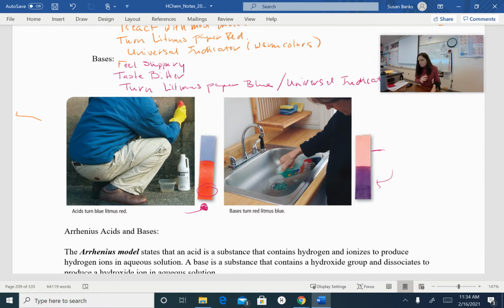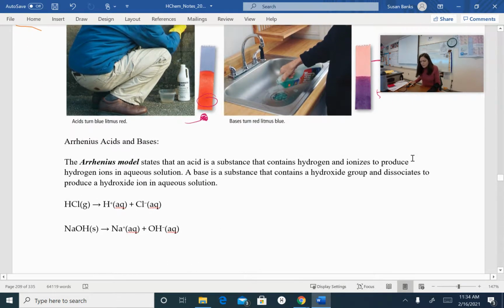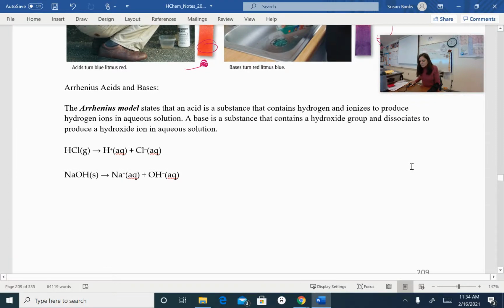Okay? So we can start with blue and red indicator papers. Most people don't use litmus paper like that anymore. They use a universal paper that has many dyes on it so that you get a whole rainbow of colors, and you can do acids and bases on just one type of paper instead of having to have both red and blue paper. Okay, let's talk about some definitions of acids and bases.